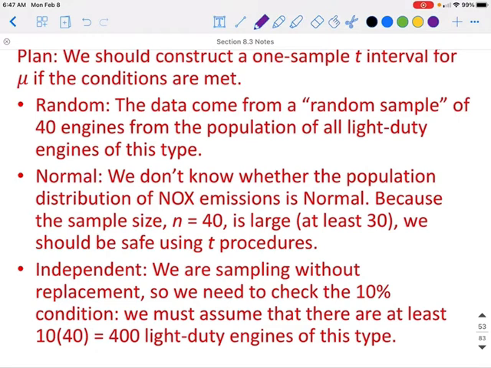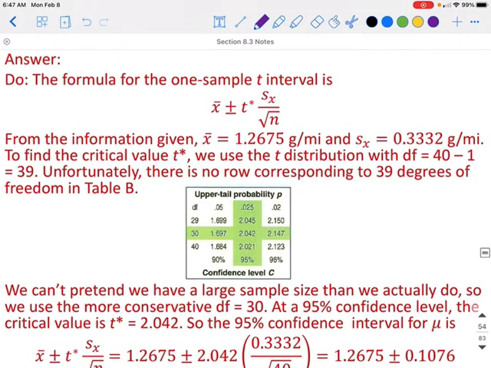Next is the do, where we do our calculations. The formula for our one sample T interval, again, is x bar plus or minus t star times the standard deviation of the sample all over the square root of n. We were told that the mean of the sample of 40 engines was 1.2675, and we were given our standard deviation, so we don't have to do those calculations, we can just plug those in. We also know that our degrees of freedom will be 40 minus 1, which is 39. And we know that we want a 95% confidence level.